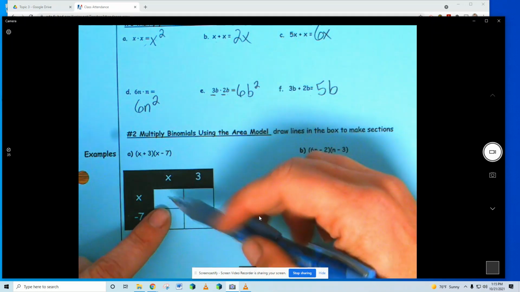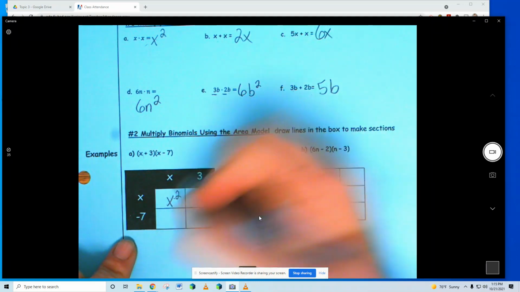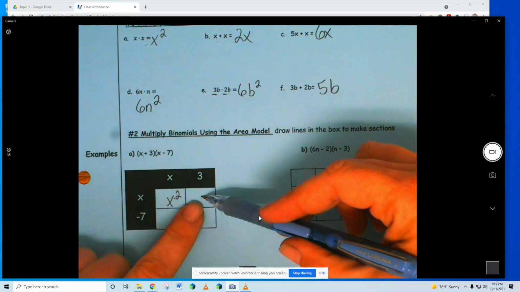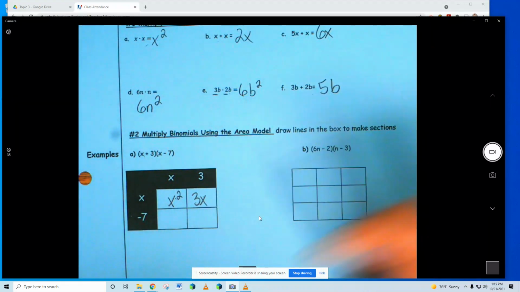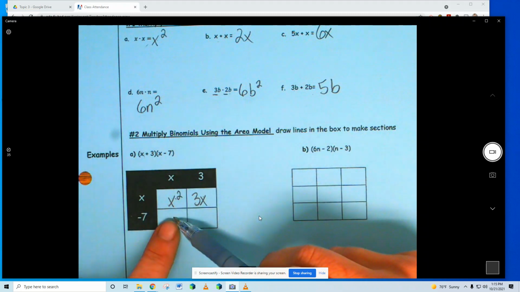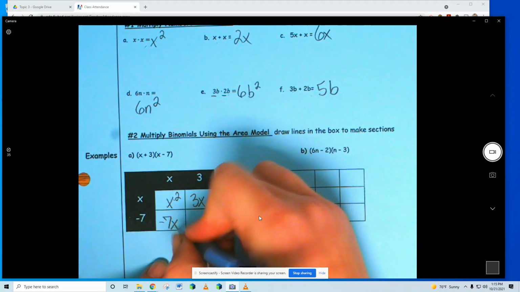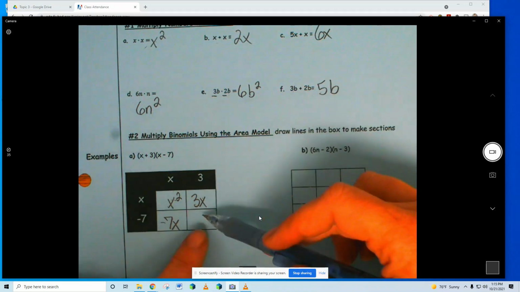We can't be making those mistakes. X times x. X squared. And I'm going to fill in every box. There's 4 different terms. X times 3. 3x. X times negative 7, negative 7x. The number goes in front. Very good. Hold on. Too fast. Oh, I'm multiplying. So 3 times negative 7.